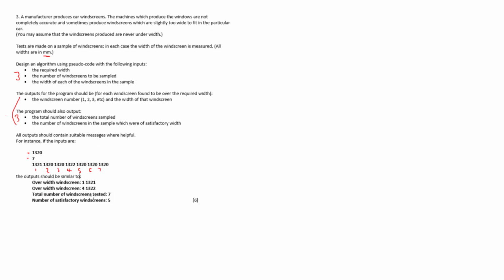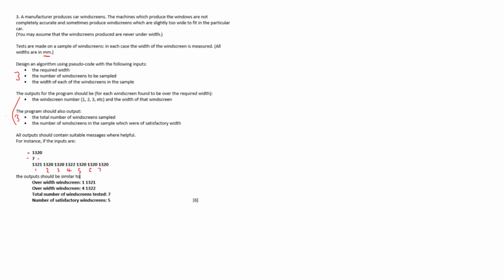So total number of windscreens tested is 7 in total, because we've got that from there. And then the number of satisfactory windscreens is 5. It's because 5 of them are good, 2 of them are bad. So now what we need to do is turn this into an algorithm.